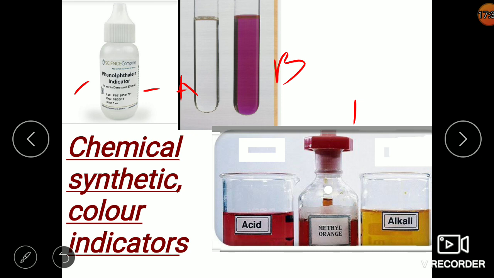Now what about methyl orange? Methyl orange is an orange solution. In acid it exhibits pink color, and in base it exhibits yellow color. Alkali means what? Alkali is the water soluble base. So if you are giving this methyl orange in the aqueous solution of base, that means in the alkali it will show yellow color, and in acid the orange color will become pink.